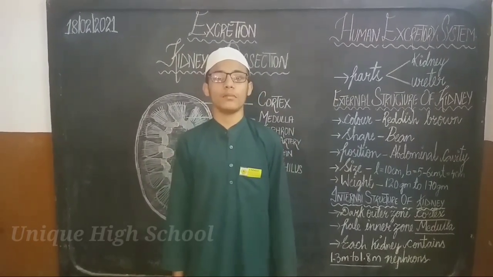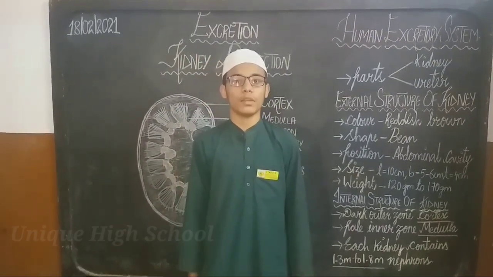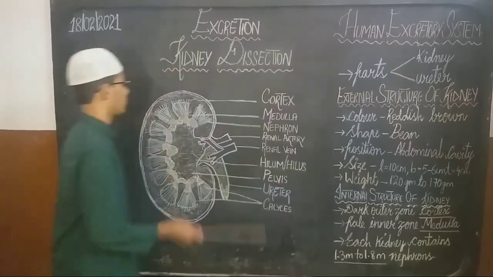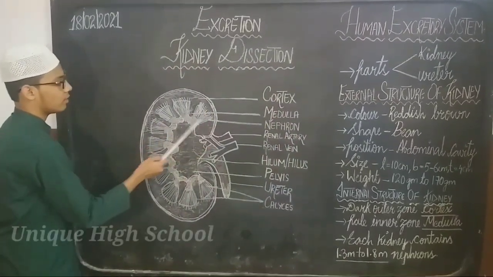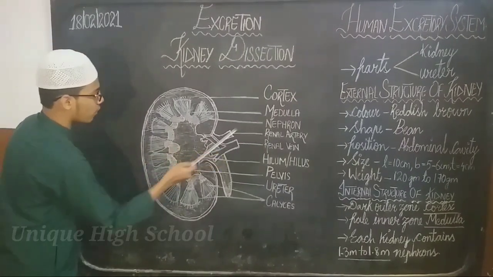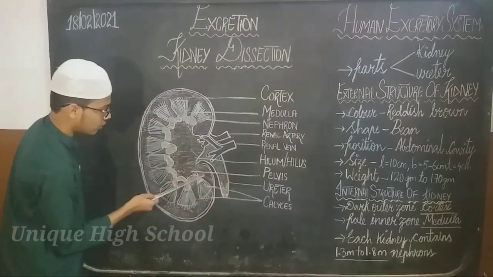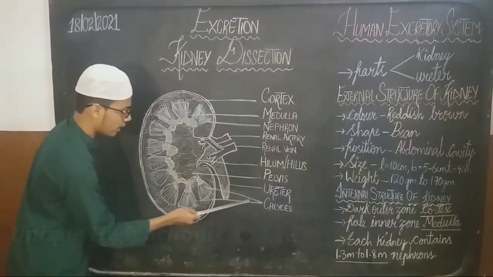Myself Sheikh Farhan. I am a 10th standard student. I am explaining about biology 4th chapter, excretion. Now, the internal structure of the kidney. This is the cortex and this is the medulla. This is the nephron, and the renal artery, renal vein and hilus. This is the pelvis, ureter and calyces.